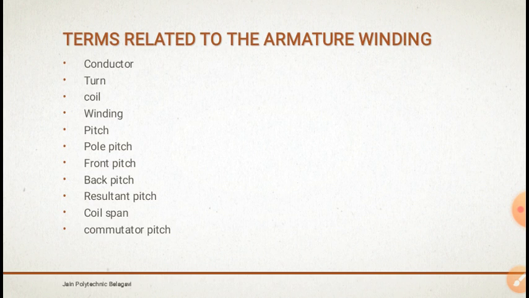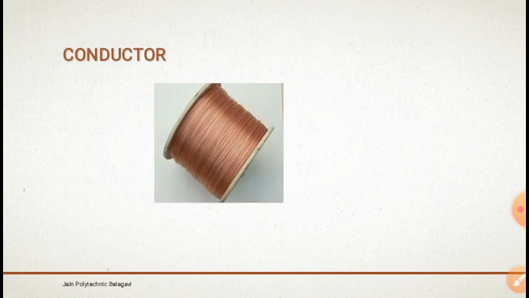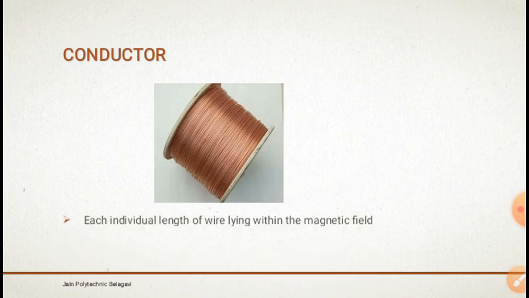The first one is the conductor. A conductor is a type of material in which current will flow. These conductors will be wound over the slots of the armature. Conductor means each individual length of wire which is lying within a magnetic field. In this conductor, EMF will be induced.